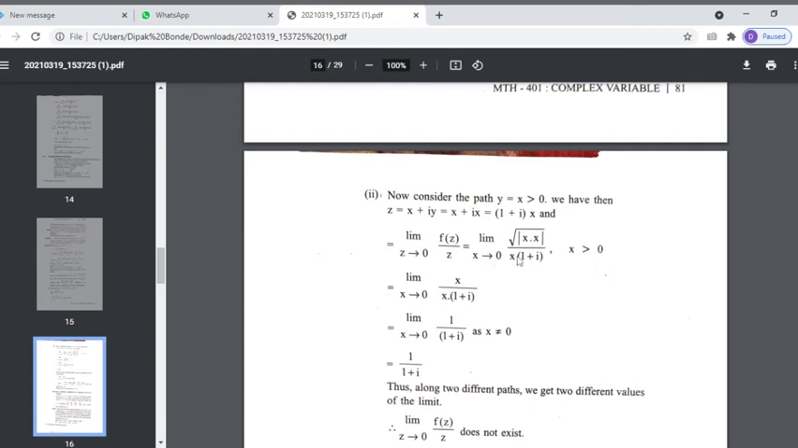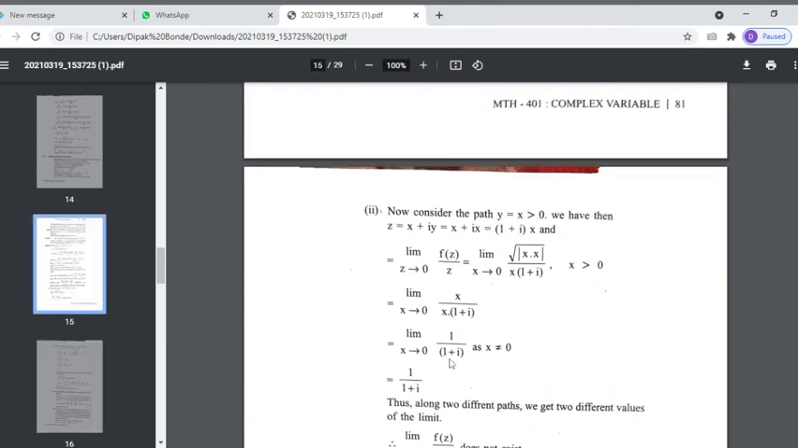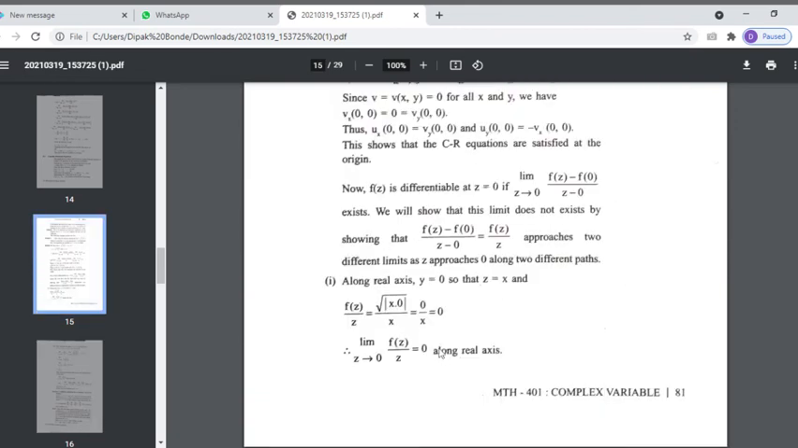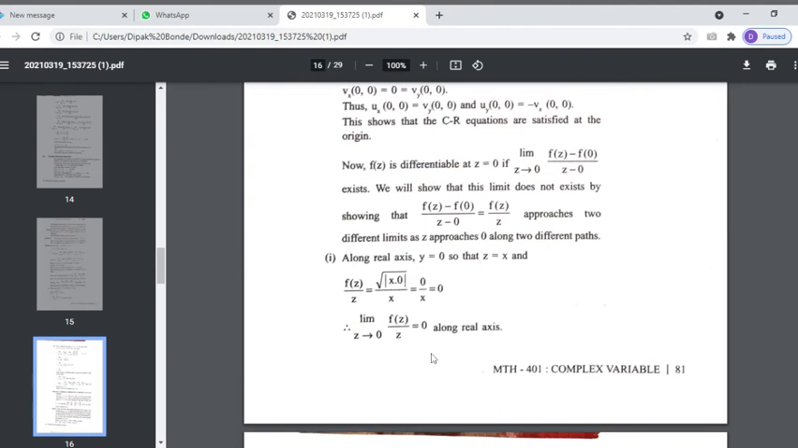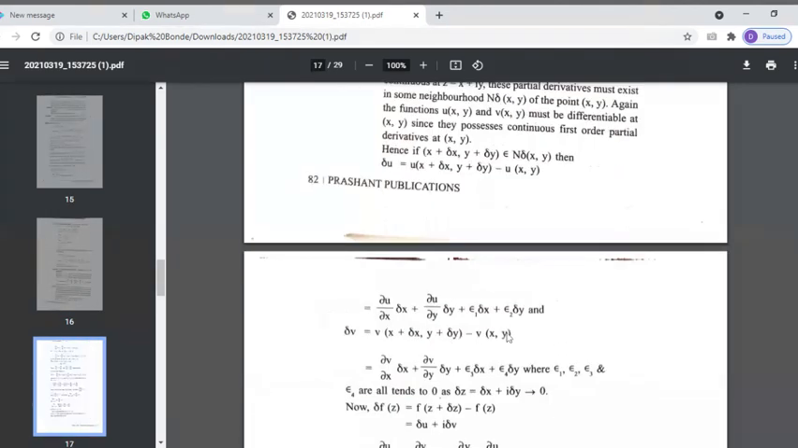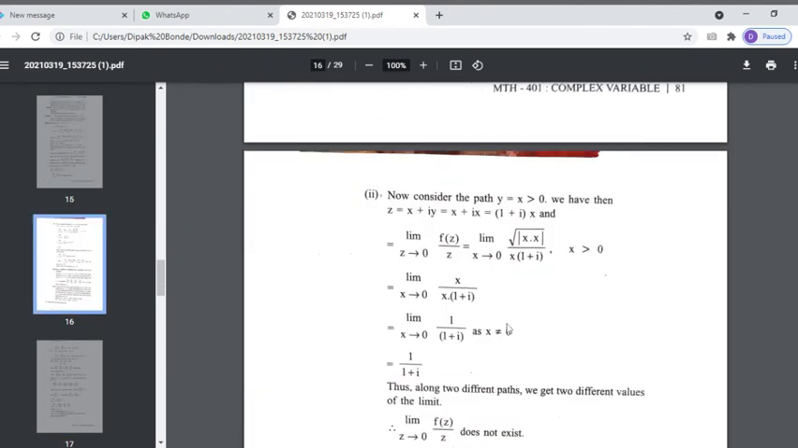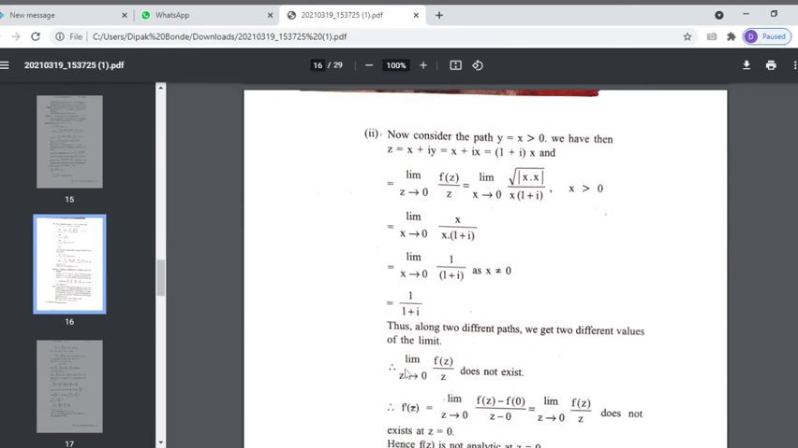z, which is nothing but x plus iy. We can put the value of y, take x common, so under root x into 1 plus I remains. So x gets canceled; x square under root, that is nothing but x. So x gets canceled, 1 upon 1 plus I. So the limit becomes 1 upon 1 plus I. Along the real axis we get the limit 0. Along the path y is equal to x we get the limit 1 upon 1 plus I.